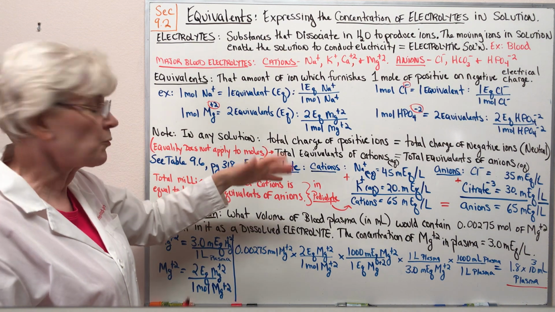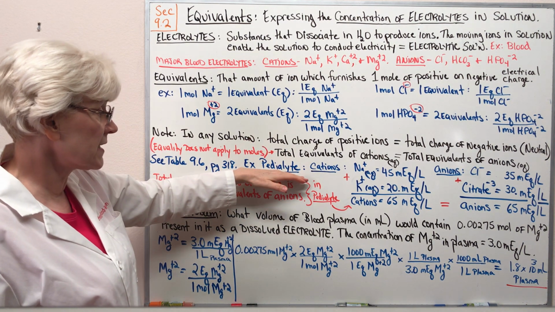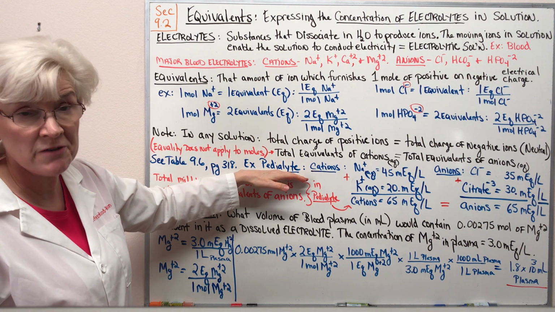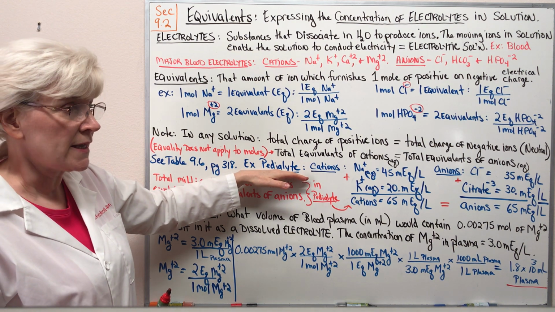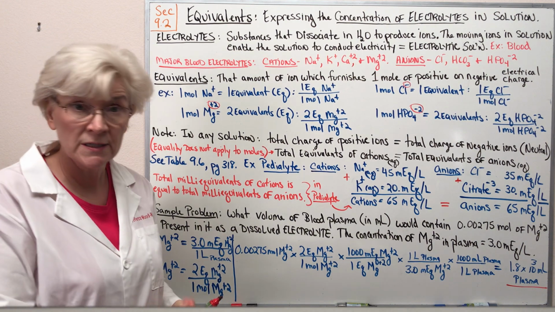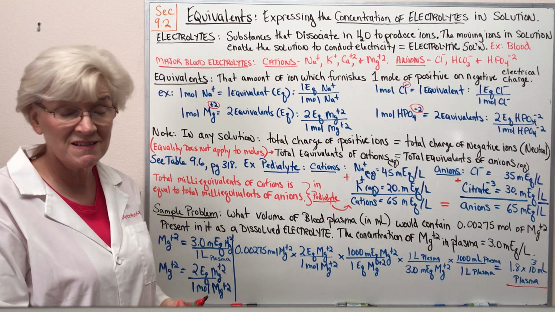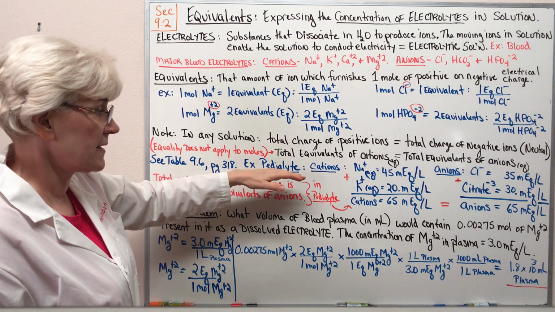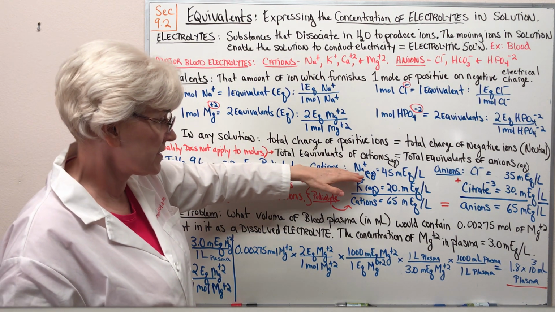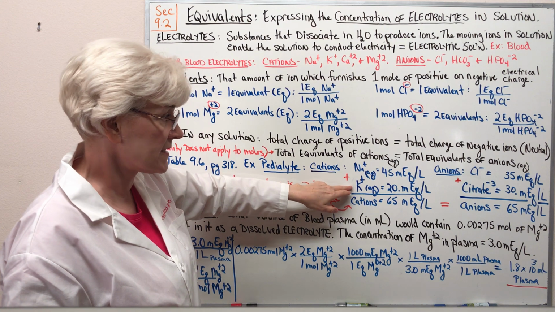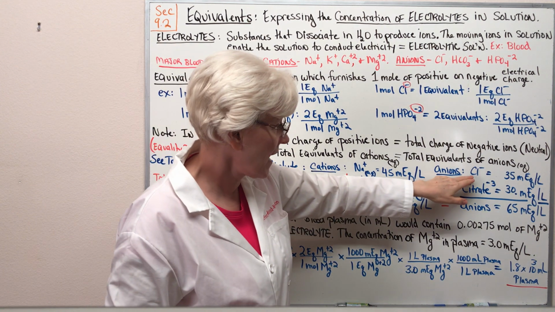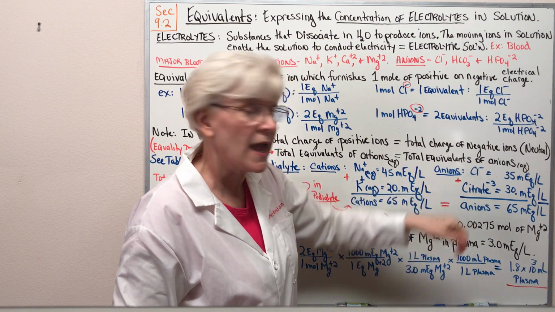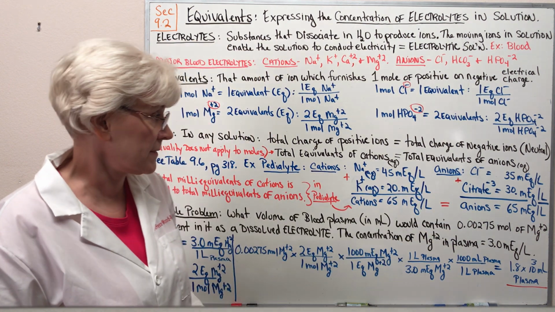Another very important and common electrolytic solution is Pedialyte, often given to people who are suffering dehydration, and it's important to maintain their electrolyte levels as well as to give them nutrients. So in Pedialyte, the major cations that are present are sodium and potassium, and the major anions present in Pedialyte are chloride ion and citrate ion.